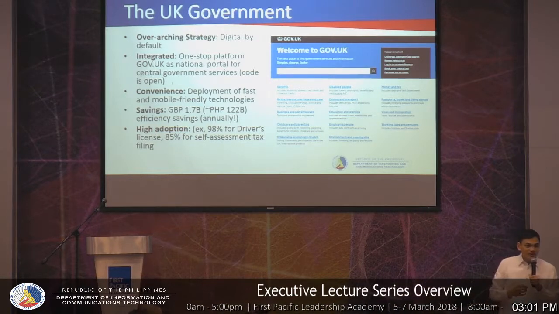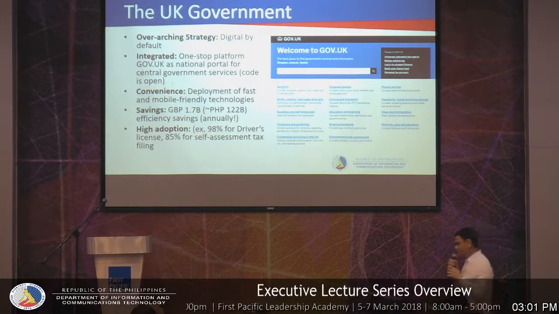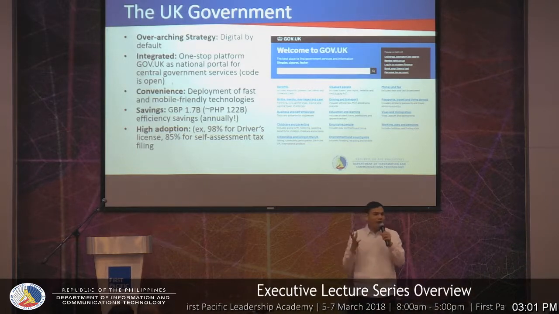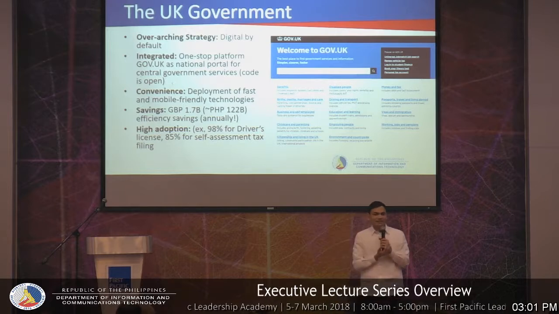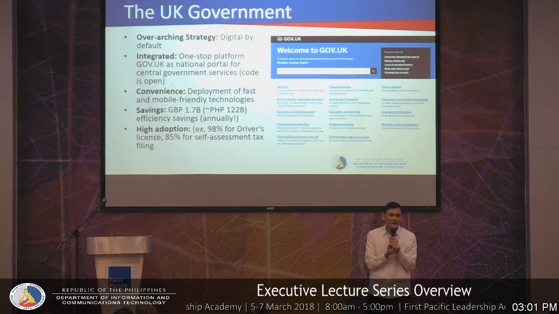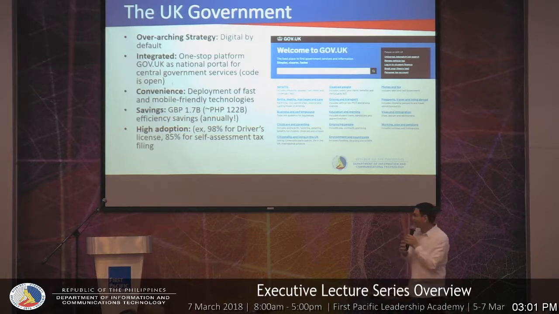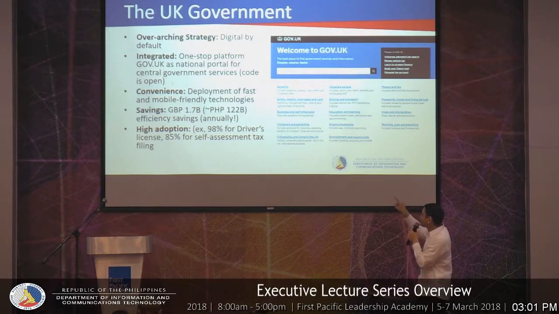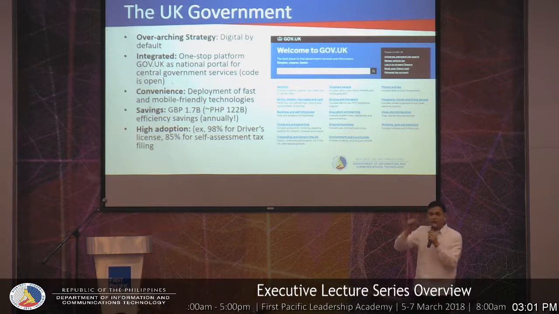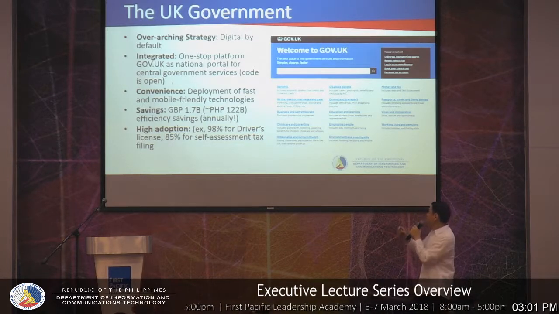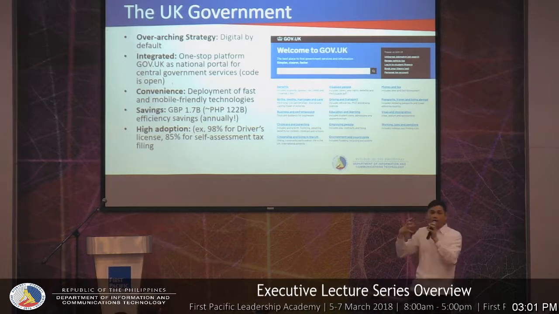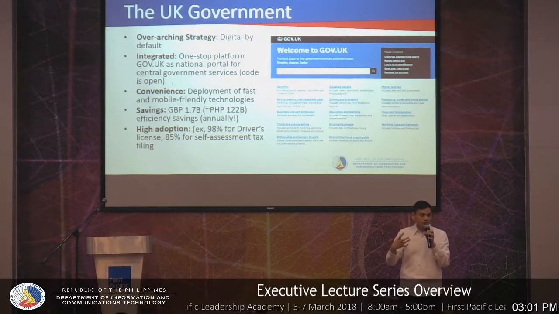Nakakatakot daw nun. Para siyang nakakatakot daw, no. It's so mind-boggling. That's why I say it like that. How were they able to do that? It's integrated. It's a one-stop platform for the national portal for every single service that they offer.